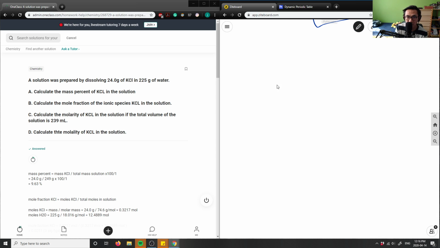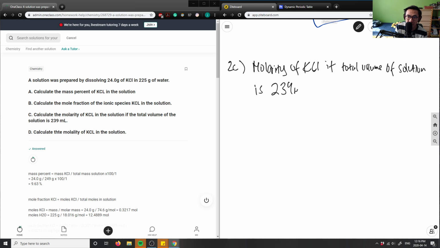And then 2C would be: calculate the molarity of KCl, right? So it says here, calculate the molarity of KCl if the total volume of solution is 239 milliliters, right? Okay, so that's what it's saying. So maybe take a moment to think about this, and then we will take it up together.